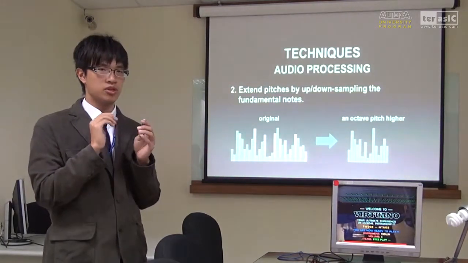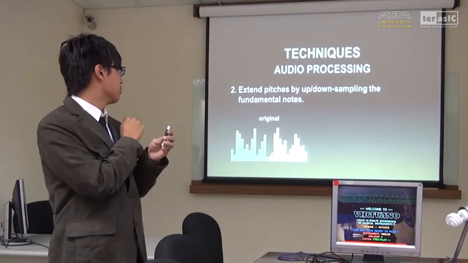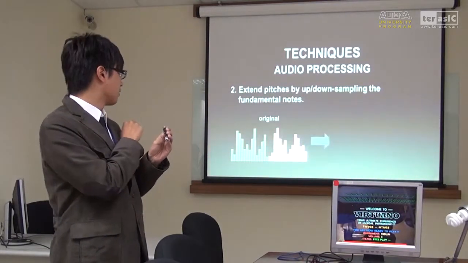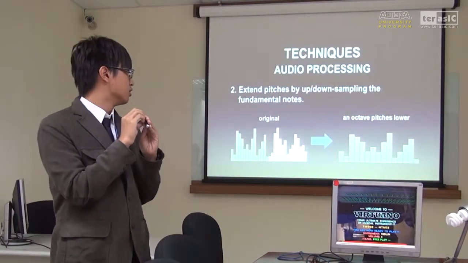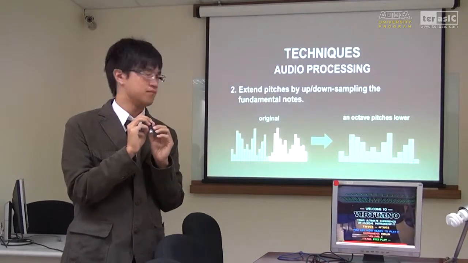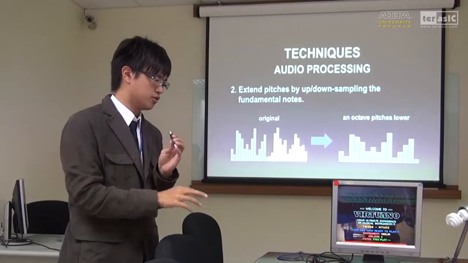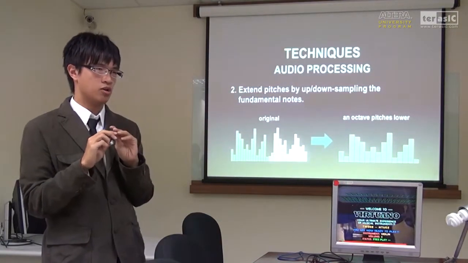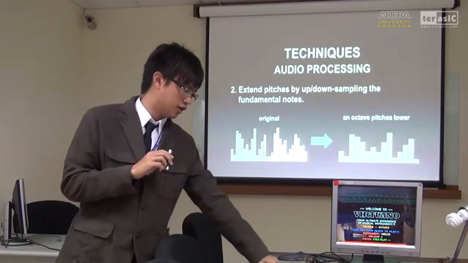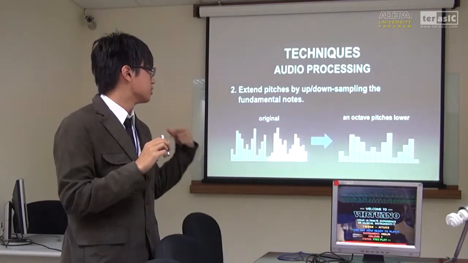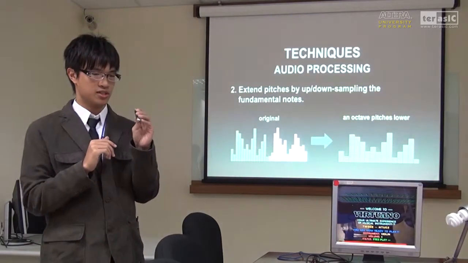And if we want to produce lower pitches, then we upsample the original signal like this. Here, we use zero-order interpolation to produce the extra samples. So if we want to produce higher or lower pitches from the keyboard, because we store only an octave, we have to use upsampling and downsampling to produce extra pitches.